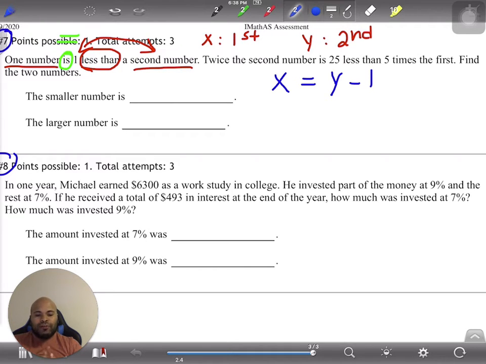You cannot write 1 minus y. 1 minus y is wrong. You have to write y minus 1. All right, perfect. So I have my first equation, my first sentence. Now let's read the second sentence for the second equation.